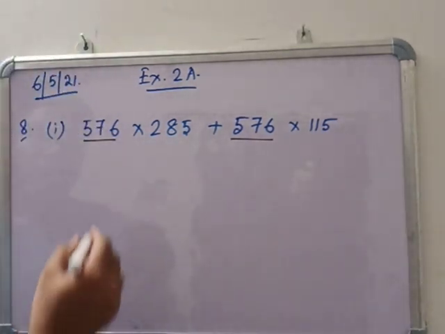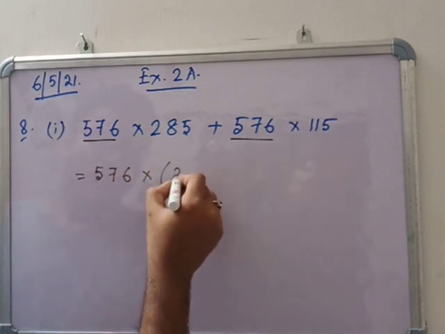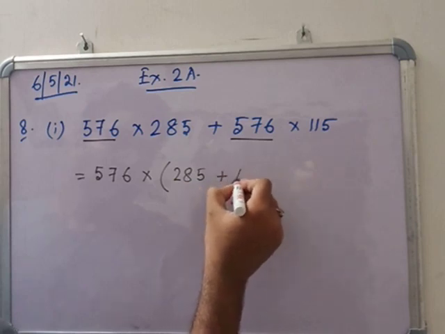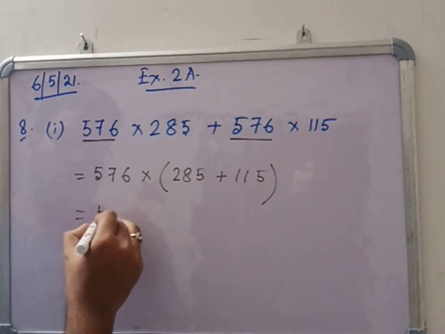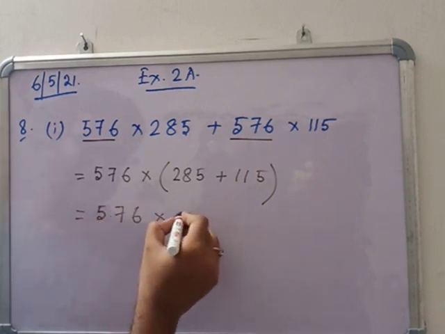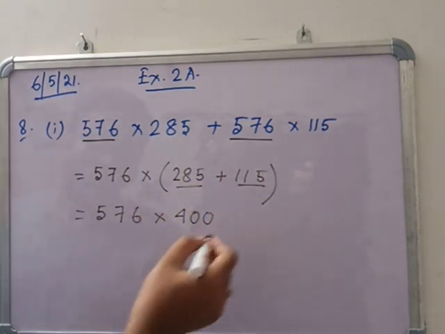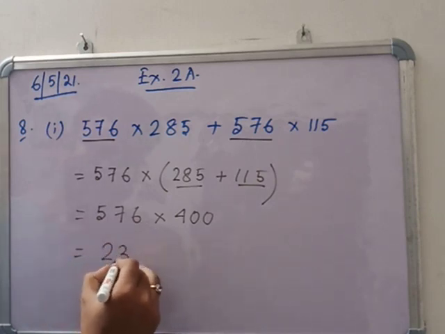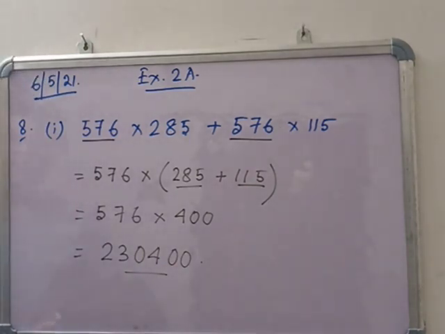Now, if we take 576 common here, we can write 576 into (285 plus 115). That means 576 into 400, since 285 plus 115 is 400. If we multiply, we get 230400. So this is the answer of this question. Note it down a little bit.